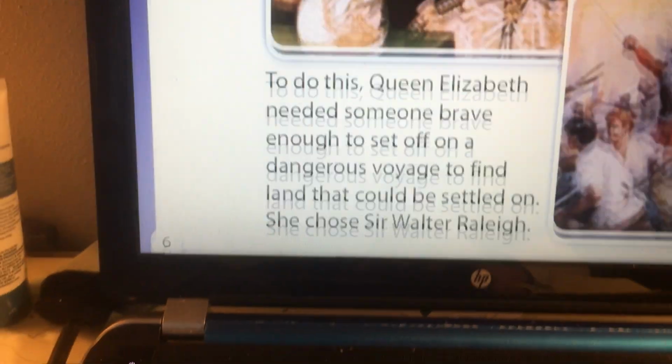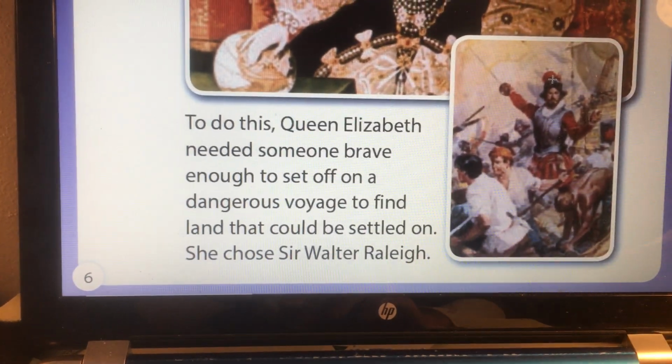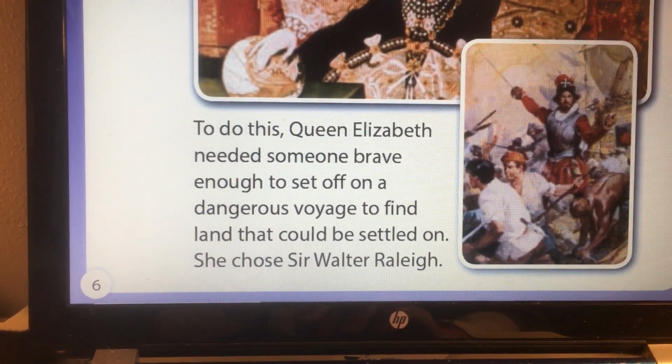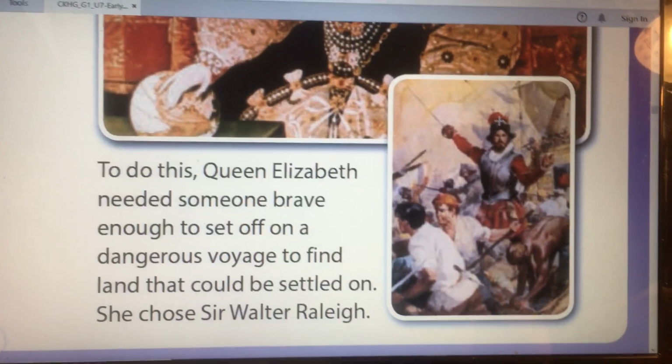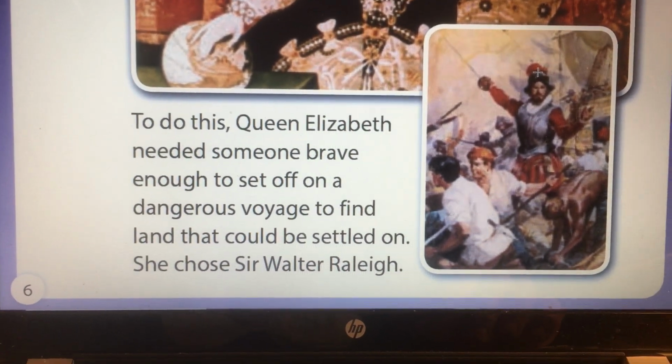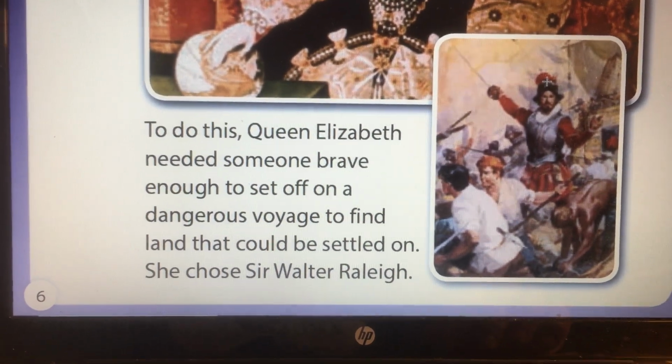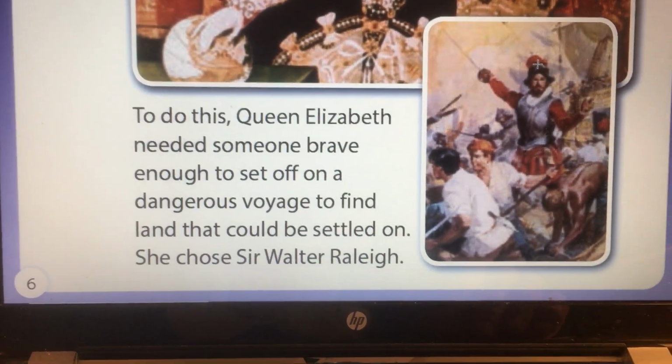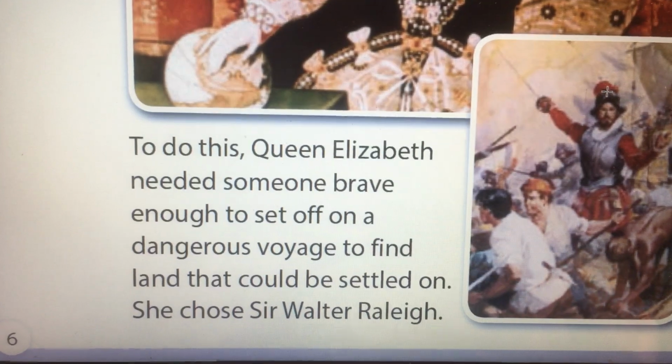To do this, in other words, to take over land in North and South America, Queen Elizabeth needed someone brave enough to set off on a dangerous voyage to find land that could be settled on. She chose Sir Walter Raleigh.